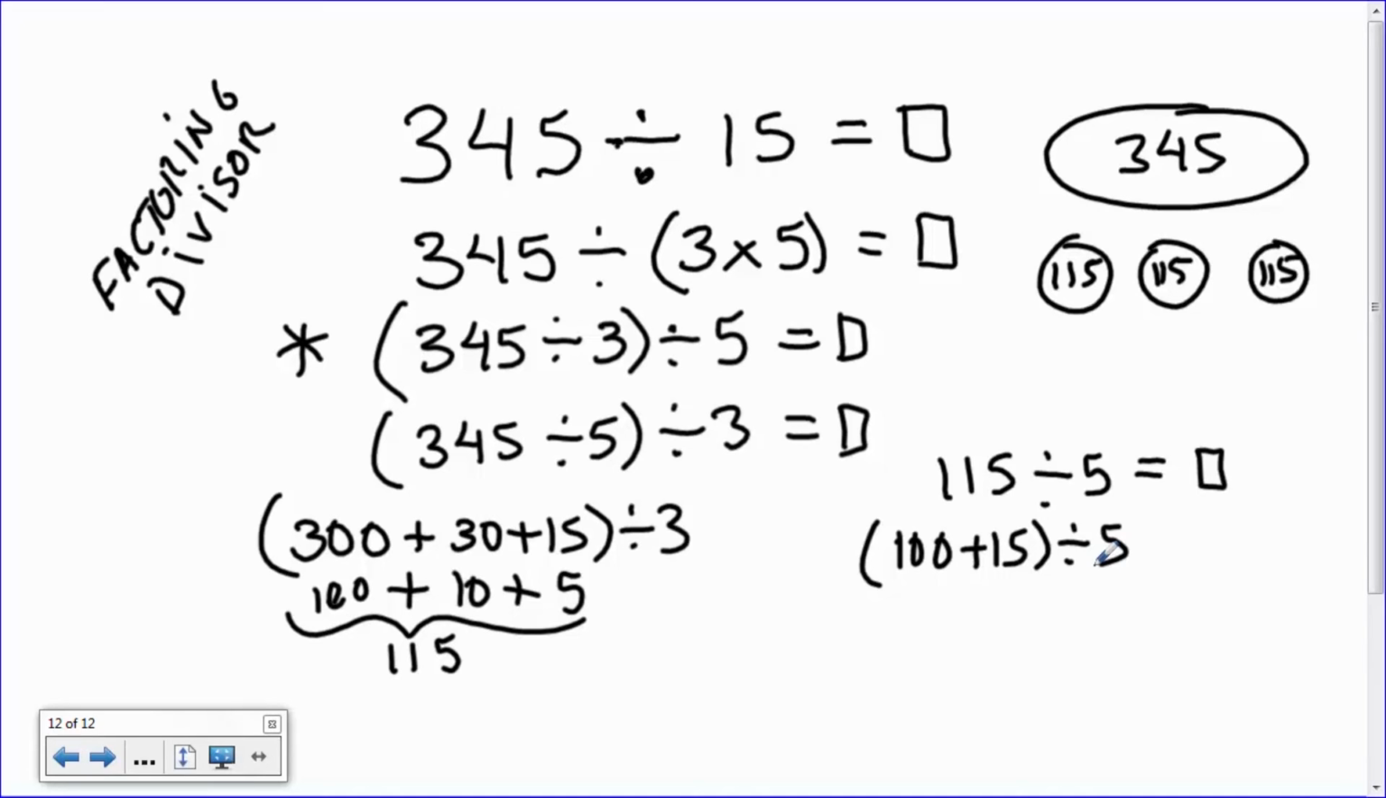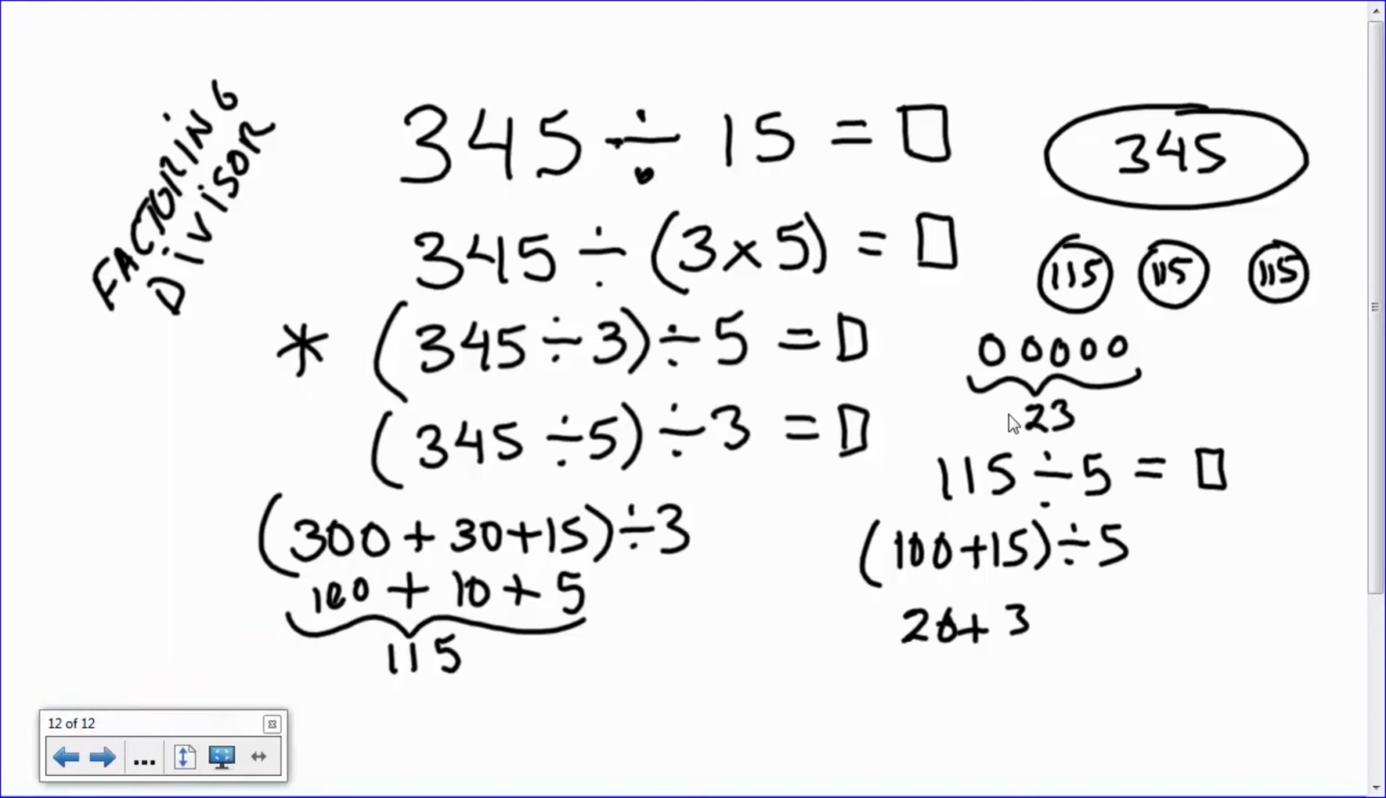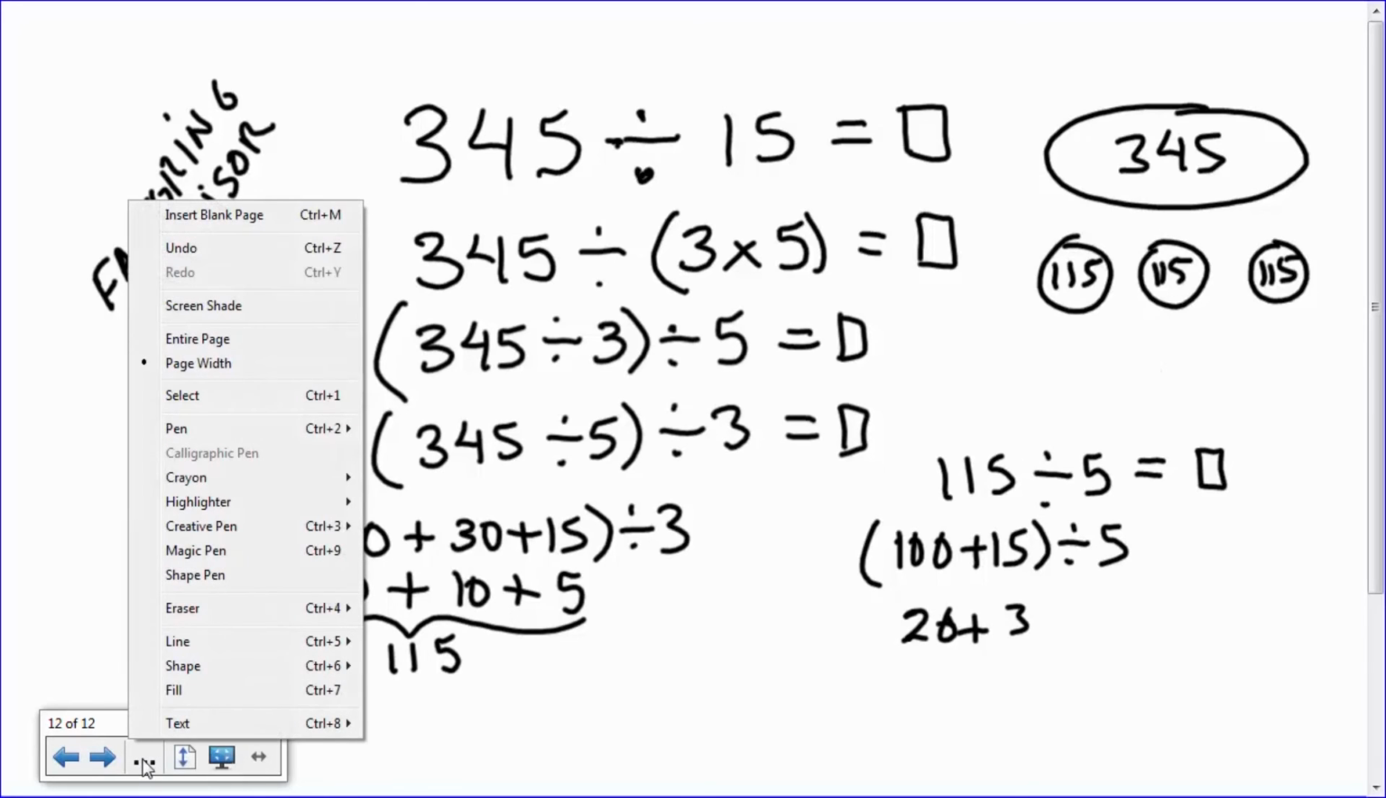So again, 5 into 100, and finally 5 into 15, 3. So when I distribute the 115 into 5 groups, each one gets a 23. So 23, not in all of them now, so that's probably shouldn't have done that. Let me try it a different way.